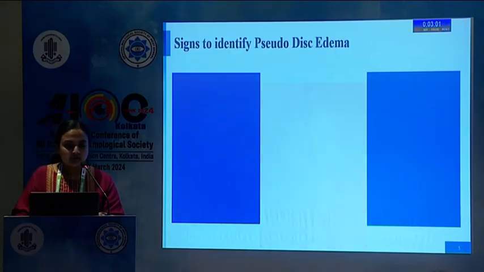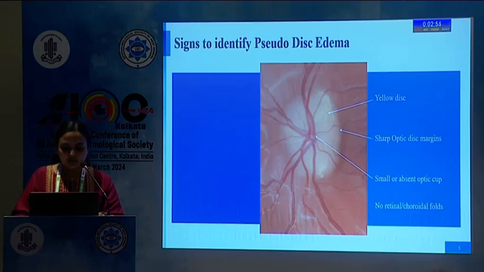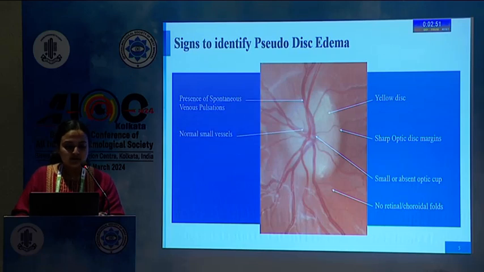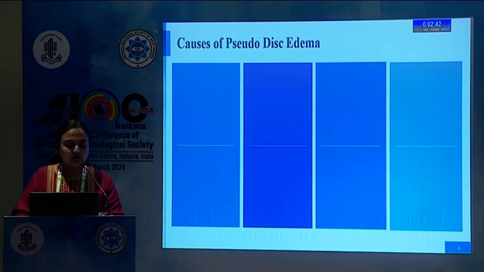Whereas to identify a pseudo disc edema, it's just the contrary. There will be a yellow disc with sharp optic disc margins, a smaller or absent optic cup, and no folds. There will be SVPs present, normal small vessels, no telangiectatic vessels, transparent RNFL, and absent RNFL hemorrhages. And it is usually bilateral in presentation. So we'll just get pseudo disc edema out of the way.